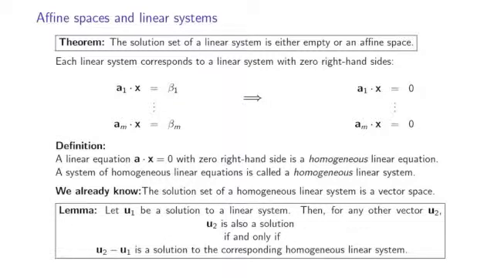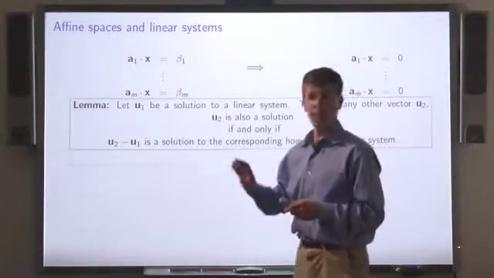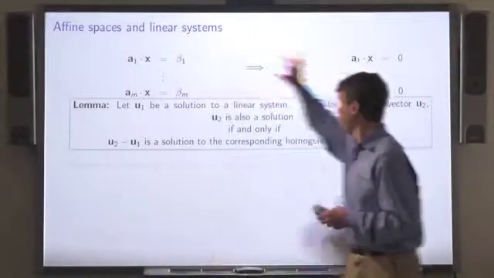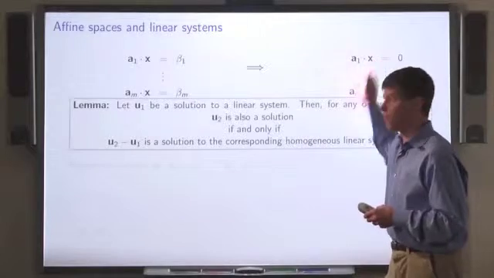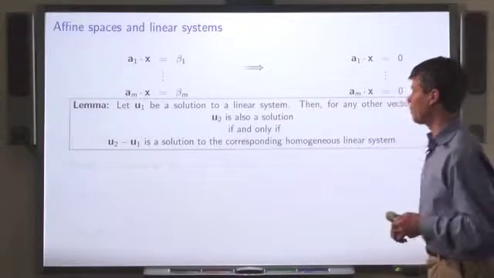Now we use a lemma. Let u1 be any solution to some linear system. Then for any other vector, u2 is also a solution if and only if u2 minus u1 is a solution to the corresponding homogeneous linear system. Okay, remember, here's a linear system, and here's the corresponding homogeneous linear system. Now let's prove this lemma.